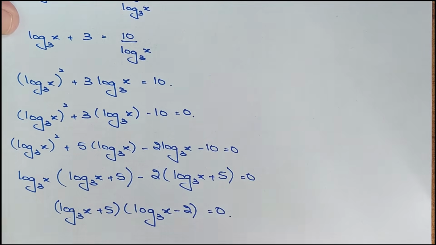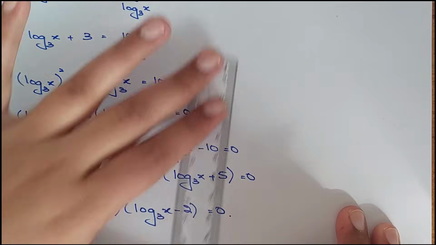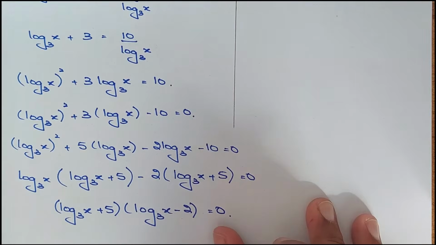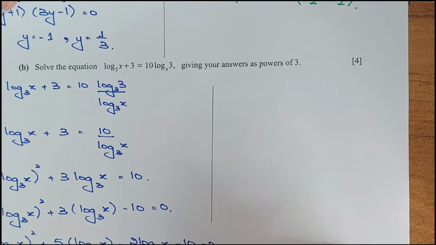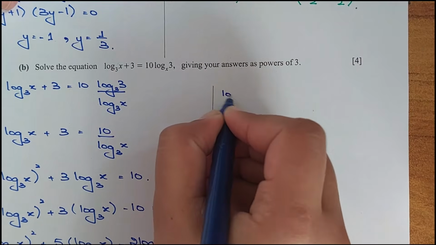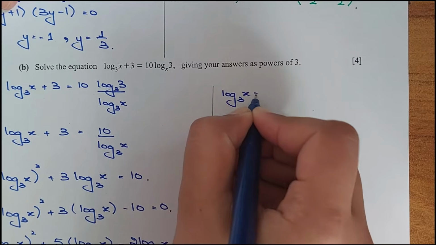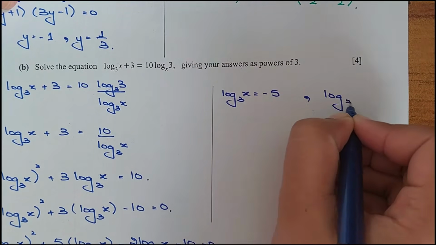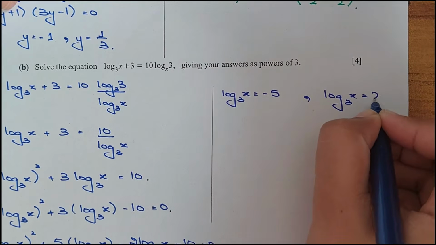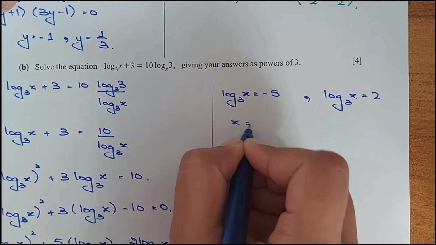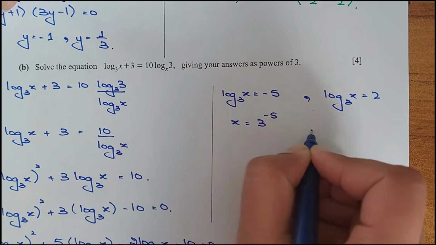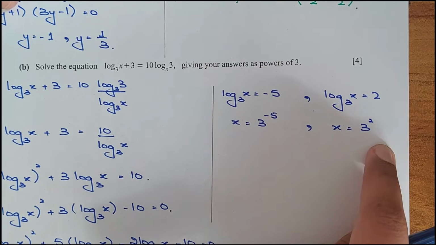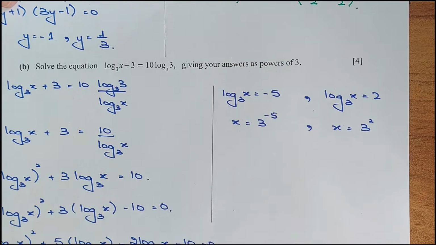Right. Now let me find the two values for x. Let me put both the factors separately equal to 0. So from the first factor we have log 3x equals minus 5, and from the second factor log 3x equals 2. So from here x equals 3 power minus 5, and from here x equals 3 power 2. So these are the two solutions for x as a power of 3.